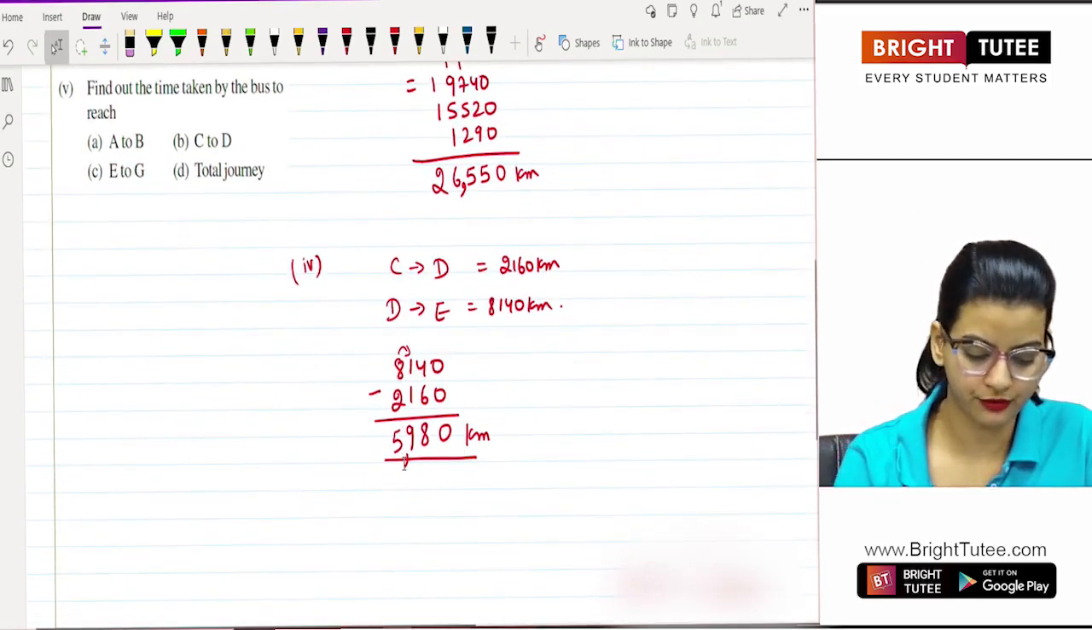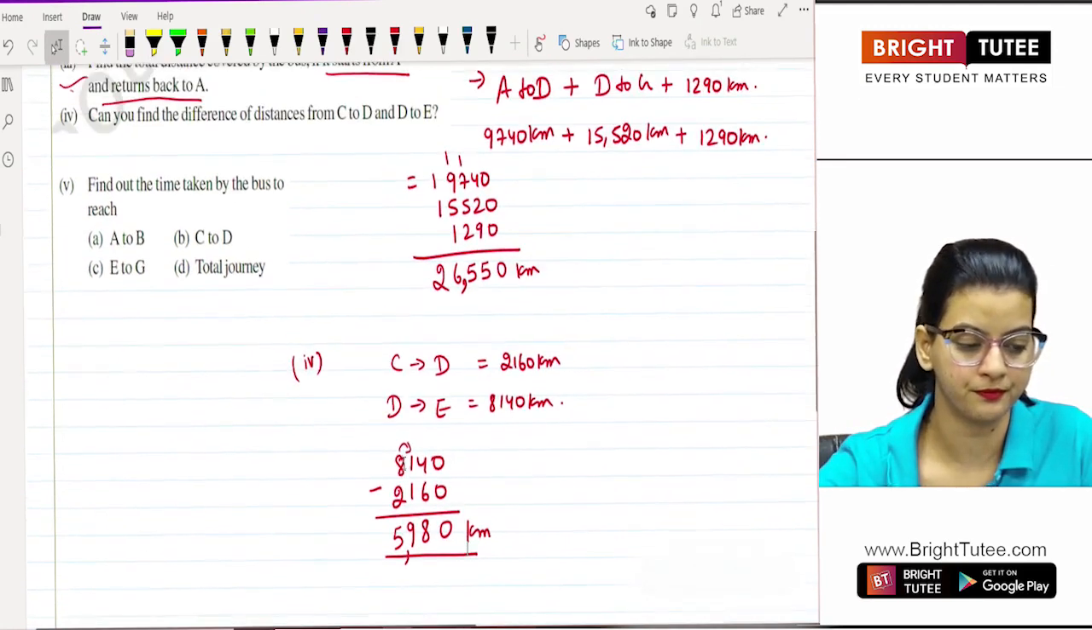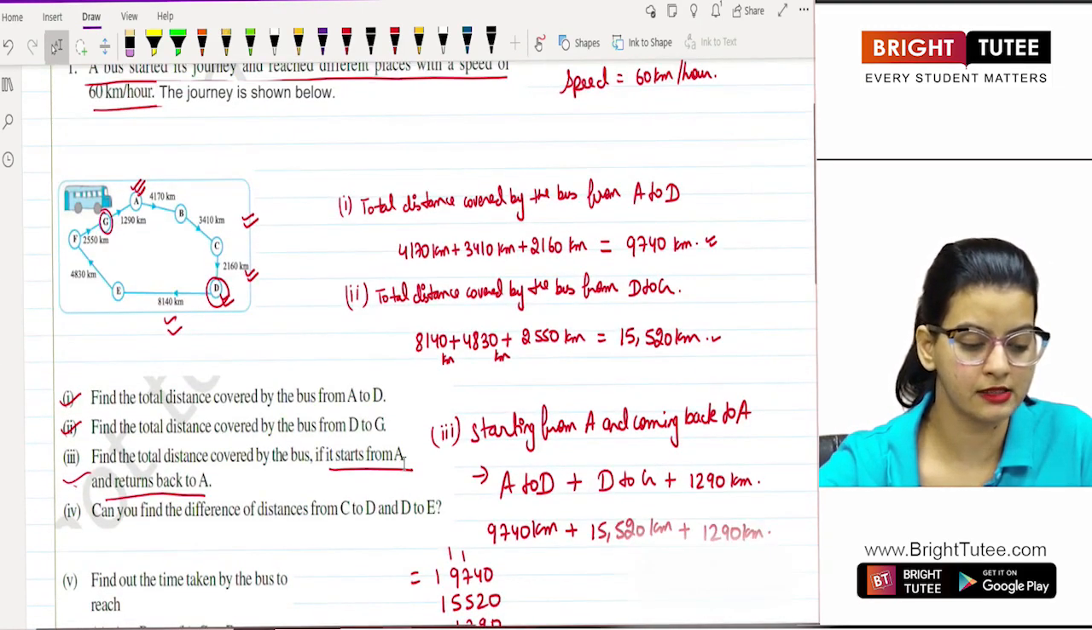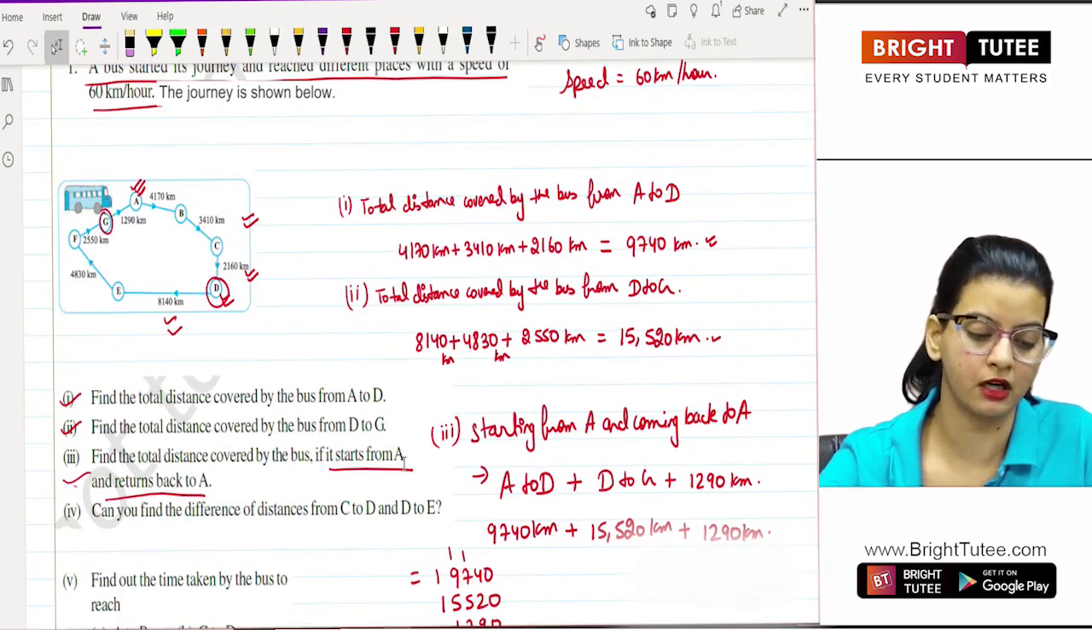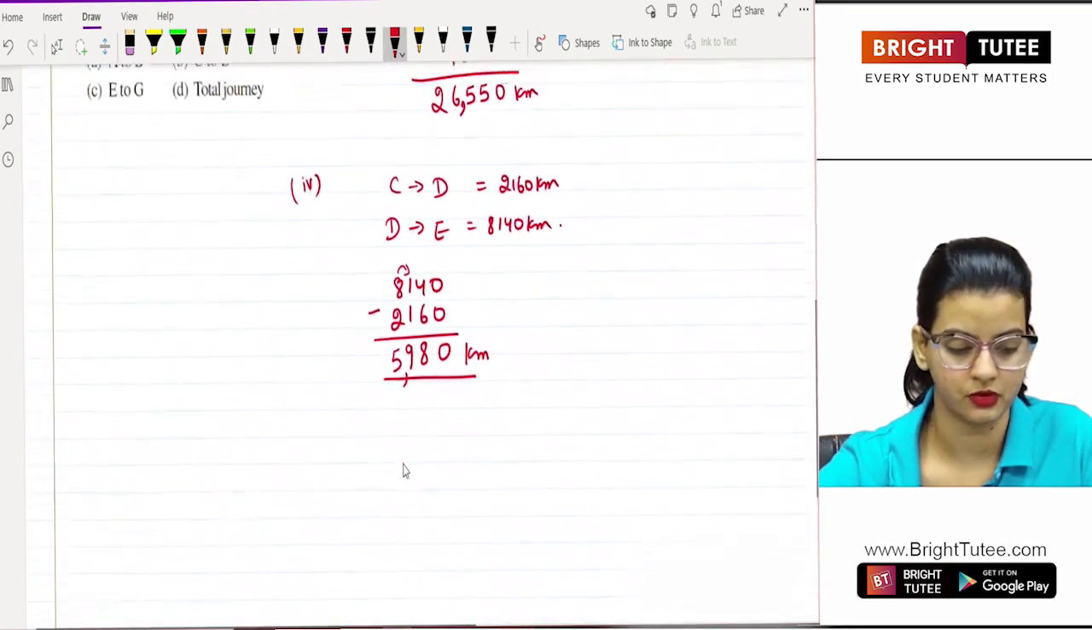Okay, now the last is to find out the time taken by the bus to reach from A to B. So we have to find out the time taken by the bus to reach from A to B. The distance is 4170 kilometer. Okay, so let's just find out.